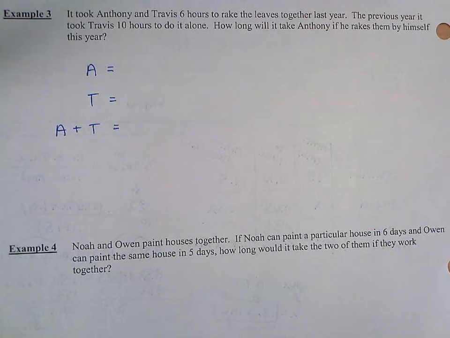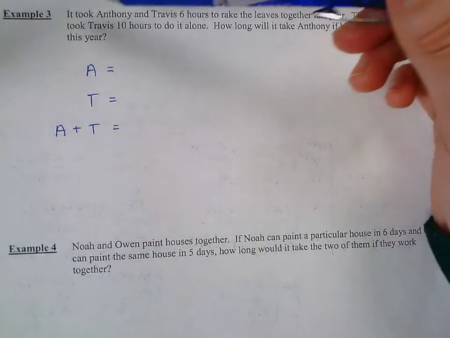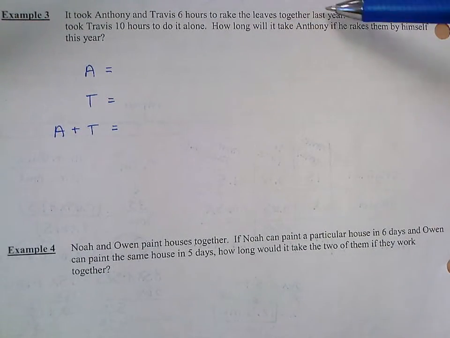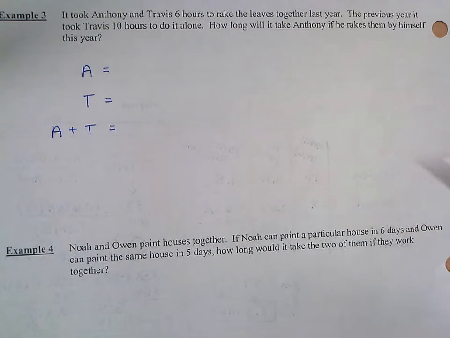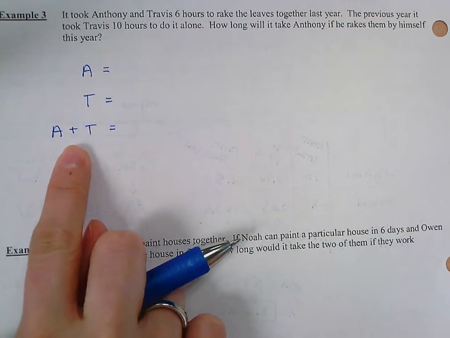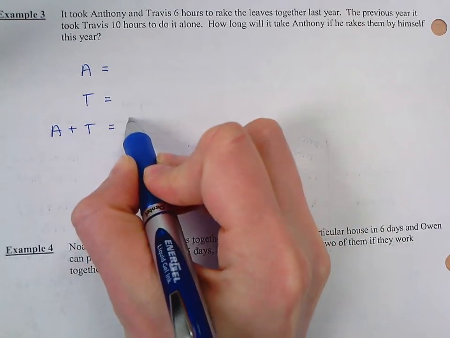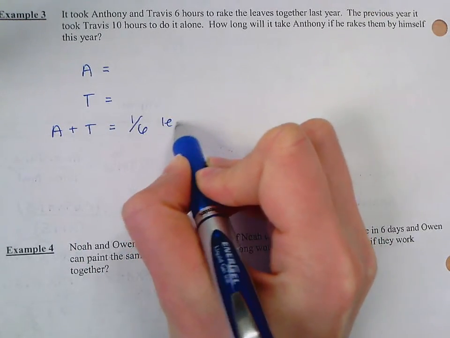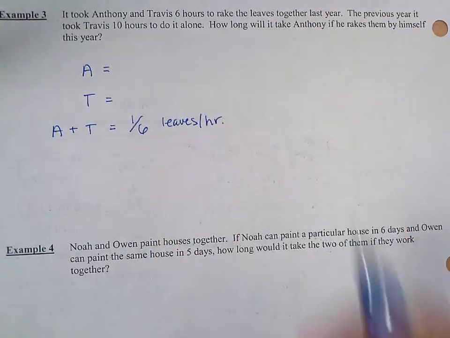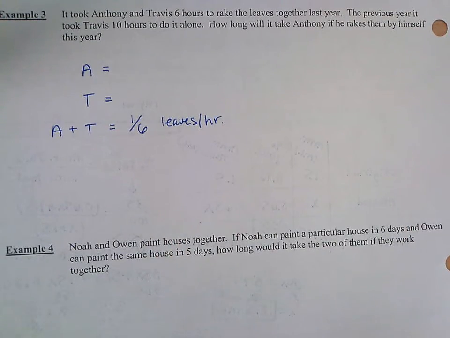So here's how you're going to set up the rates. I'm going to go back to the beginning, and it says it took Anthony and Travis 6 hours to rake the leaves together last year. So think about it this way: if it takes you 6 hours to do something, then each hour you are completing 1/6 of that task. So if it takes you 6 hours, you are completing 1/6 every hour. So their rate, Anthony and Travis together, is they can rake 1/6 of the leaves per hour, because it takes them 6 hours to do it.